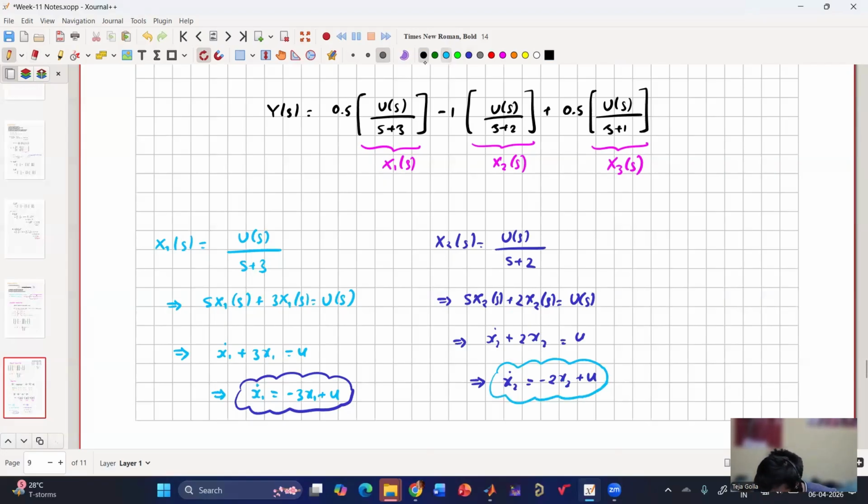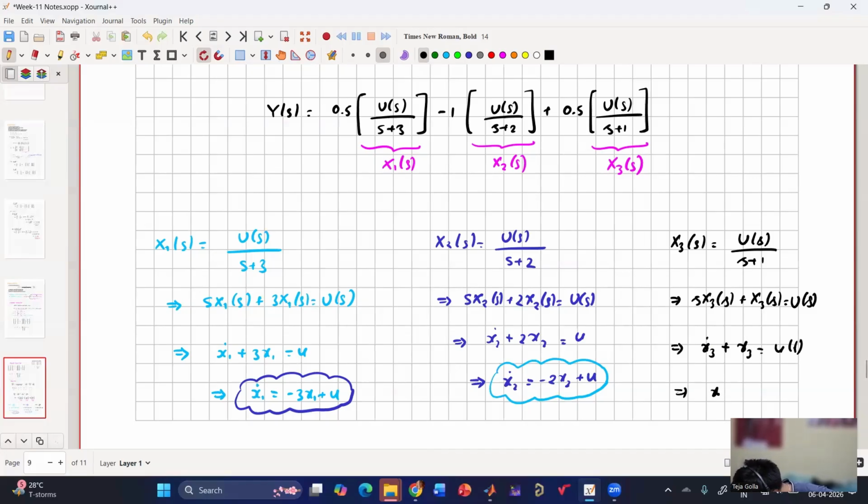Now the third one, x3 of s is equal to u of s by s plus 1. That implies s into x3 of s plus x3 of s is equal to u of s. Apply inverse Laplace transform. x3 dot plus x3 is equal to u of t. So we'll get x3 dot is equal to minus x3 plus u. So this is the last. So we got the states.